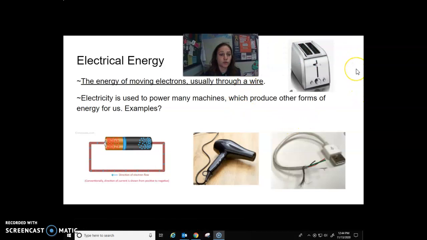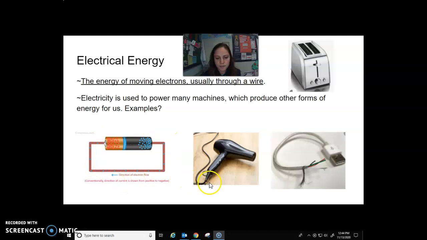This is the energy of moving electrons, so that should be fairly easy to remember. This is usually through a wire. And the thing about this one is it can produce many other forms of energy for us. So I just thought about probably the most common ones that you might use would be batteries, and you can kind of see the direction of the electrons flowing once you have a closed circuit.